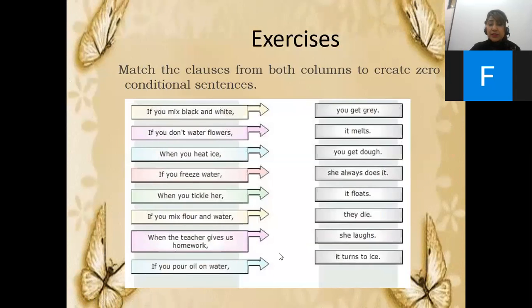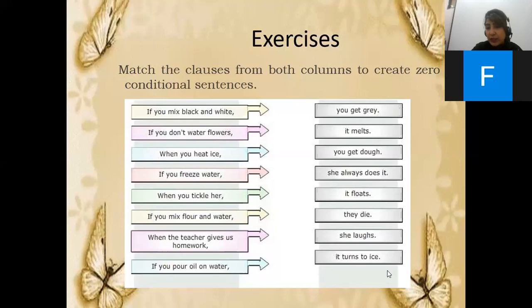Okay, now it is your turn. This is the matching, match the column exercise. So on one side you will see the conditionals in simple present, and on the other side is the result in simple present for zero conditional. Can you just tell me what is the right match for these clauses? If you mix black and white, what is the result? What happens when you mix black and white?